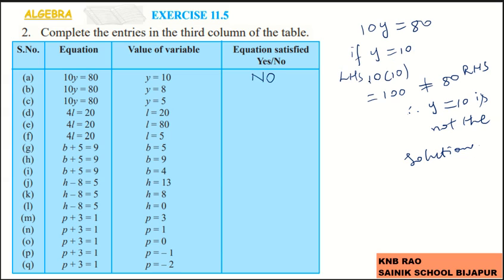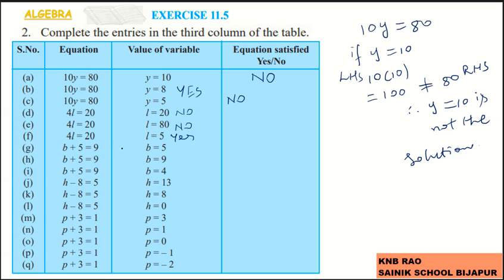But when y equals to 8, 10 8s are 80, 80 equals to 80. So for this it is yes. Next, 10y equals to 80 will not be satisfied with the value y equals to 5. 10 5s are 50, 50 not equals to 80, so no. 4l equals to 20, is l equals to 20? No. Is l equals to 80? Again no. Is l equals to 5? Yes. So 4 5s are 20 equals to 20, so it is yes.